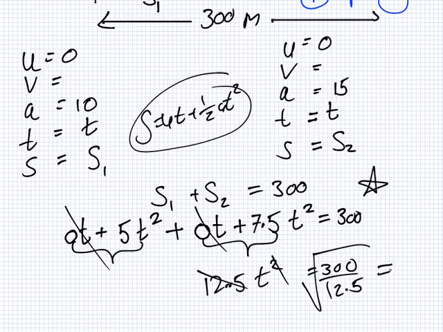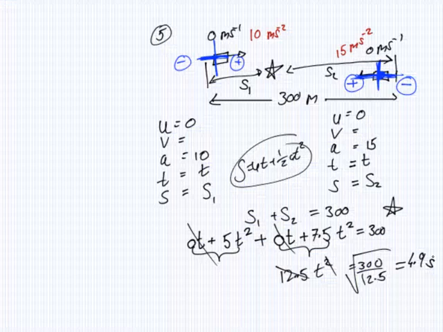Square root of 300 over 12.5, which comes in at 4.9 seconds. That's when they meet. After how long? So this one was a hard one for sure.